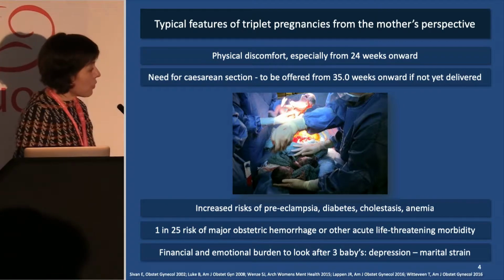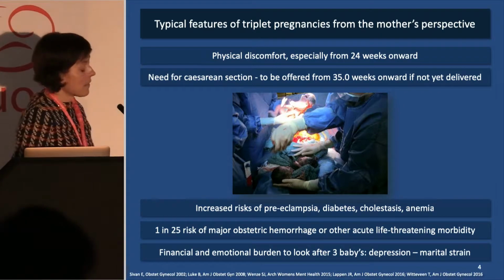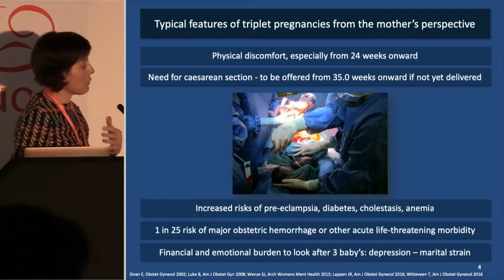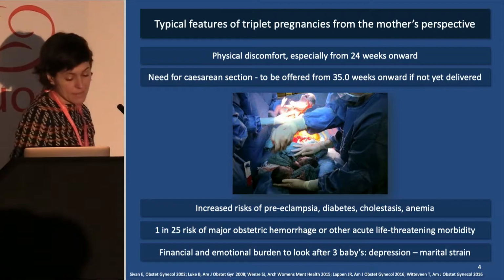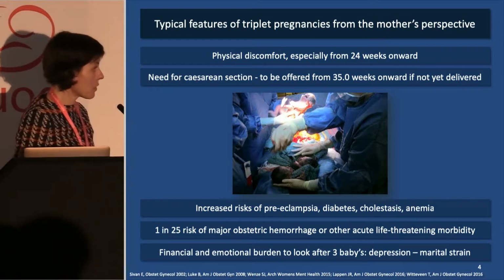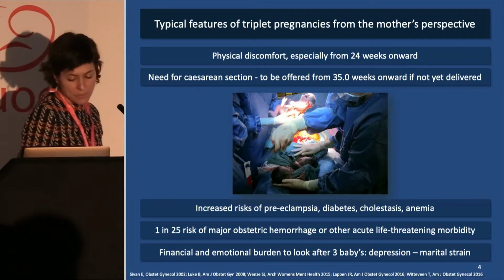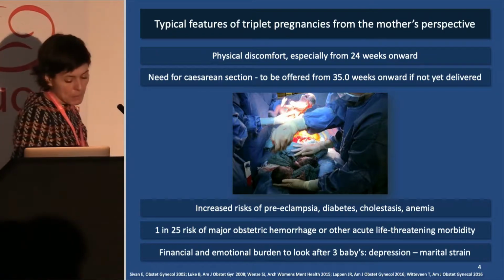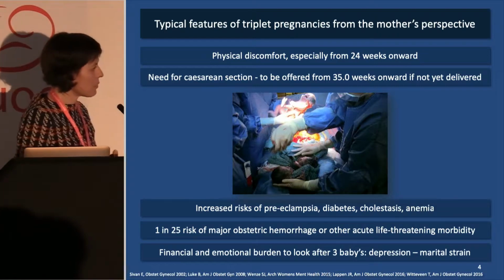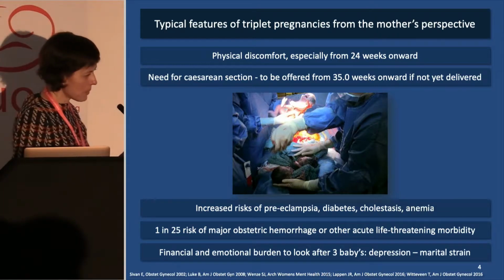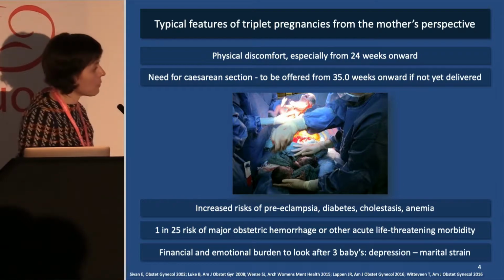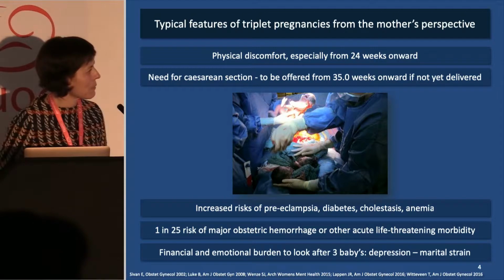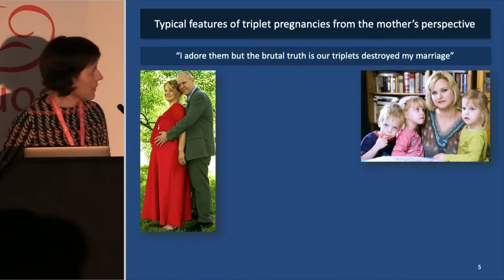And then, not to forget, and I think one of the major issues why parents opt for selective reduction, it's the financial and emotional burden to look after 3 babies at the same time. So I think if parents embark on a triplet pregnancy, for the team that looks after these women, it's very important to make sure that there is an adequate network around these patients to support them in the early postpartum period and early infant years.